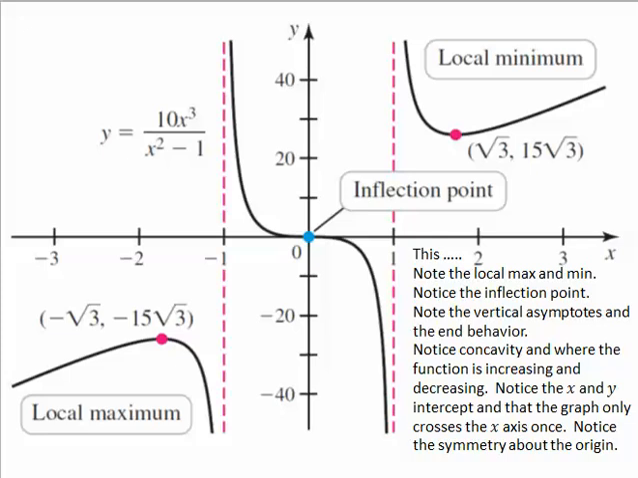Note the local max and min. Notice the inflection point. Notice the vertical asymptotes and the end behavior. Notice concavity and where the function is increasing and decreasing. Notice the x and y-intercept, and that the graph only crosses the x-axis once. Notice the symmetry about the origin.